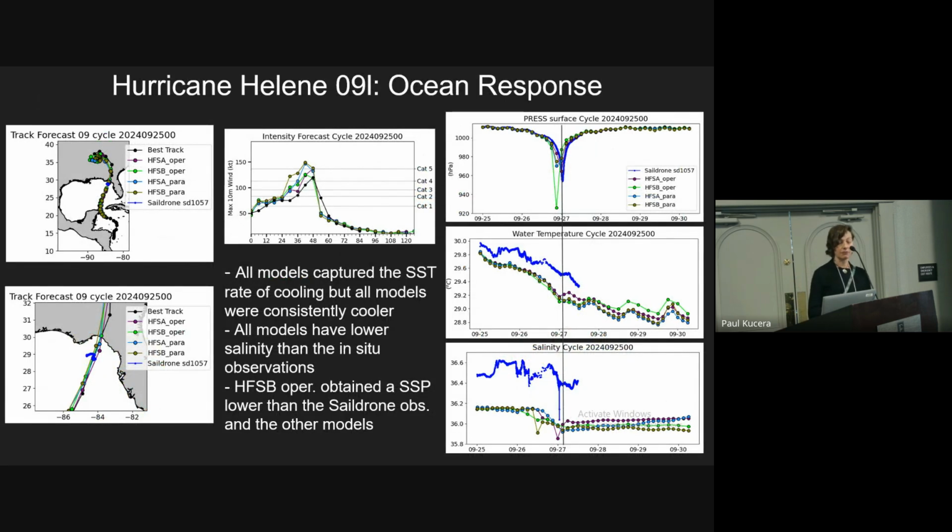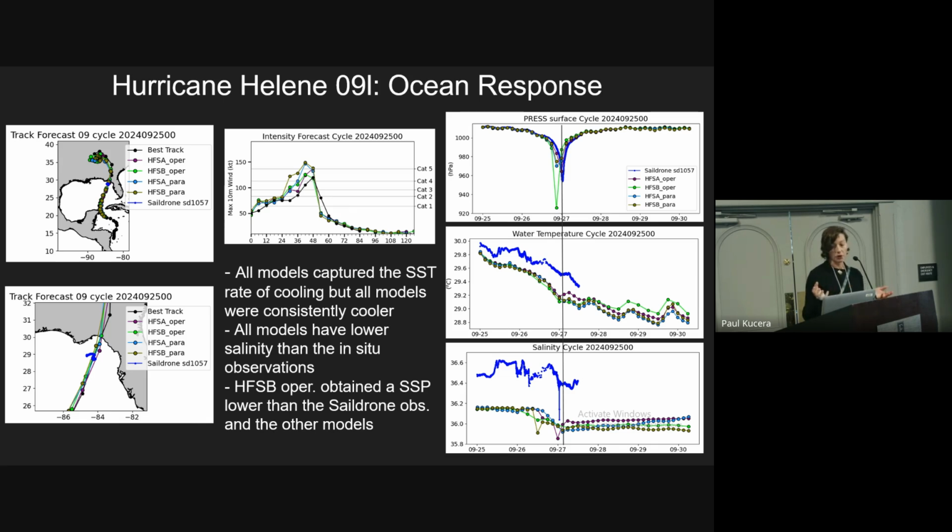Right before the landfall of Helene, Helene was basically encountered by 2 Saildrones and 1 glider. I'm just going to show here the data from 1 Saildrone, shown in the bottom map in blue. I'm just going to focus on the water temperature. In blue, we can see the surface temperature cooling that was obtained by the Saildrone observations. Below, we see the sea surface temperature response by the different HAFS configurations.